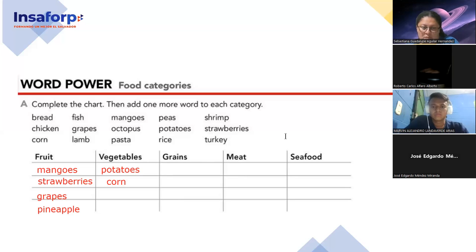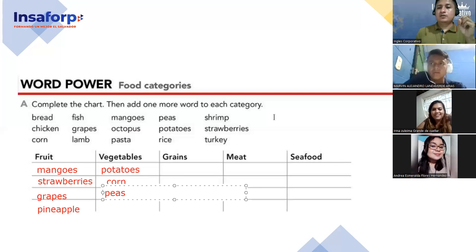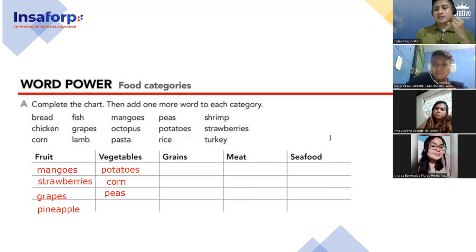Okay, Marvin, can you help her, please? Yes, of course. What is peas, teacher? Very good. Peas. These things are not very popular here in El Salvador. Grandmas, they usually eat them. Or some people that love cooking, they usually add this ingredient in some food. I think that's the name of this thing, right? Yes, I think that's the name of this one. That's the way they call it.